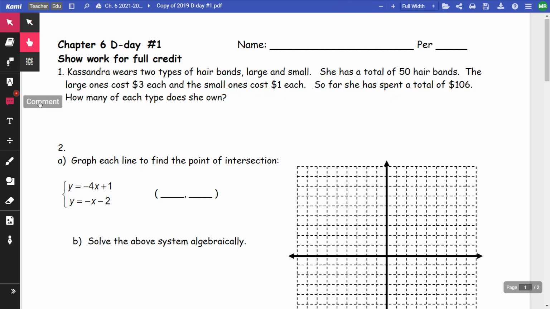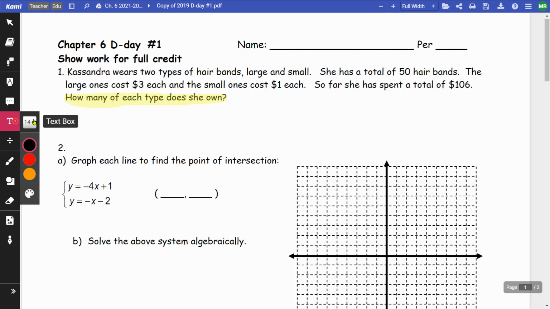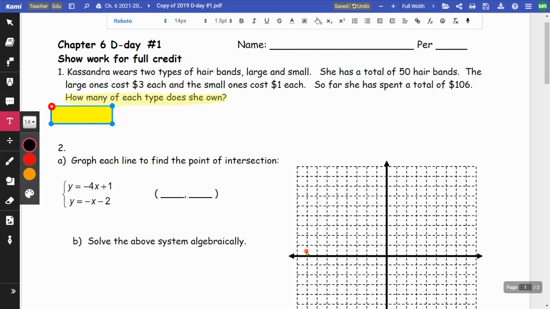This is going to be our question here. How many of each type does she own? That's going to be our variables, okay? So how many of each type does she own? So I am going to let S equal number of small headbands or hairbands. And I'm going to put a capital L so it doesn't look like a 1, is number of large hairbands.